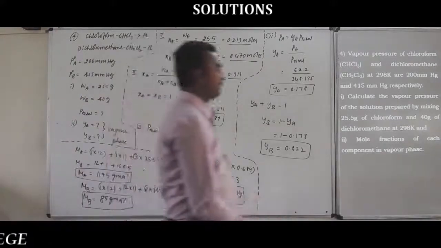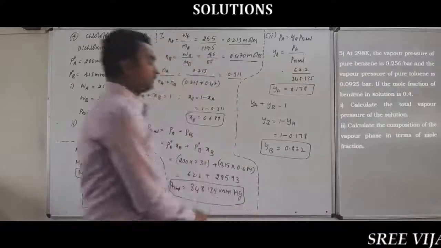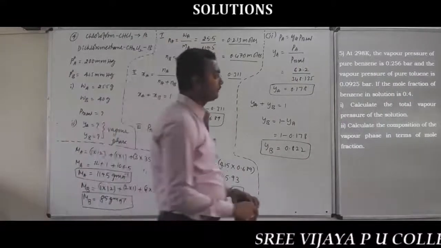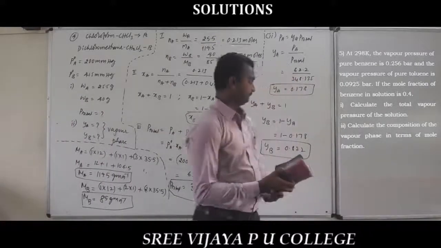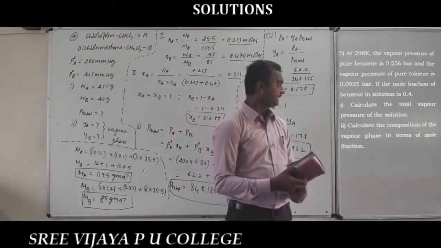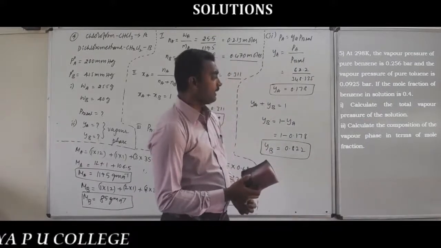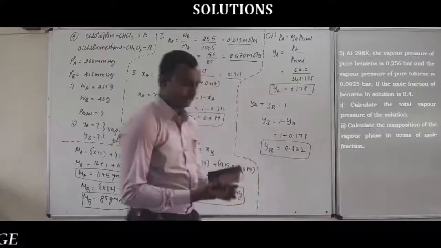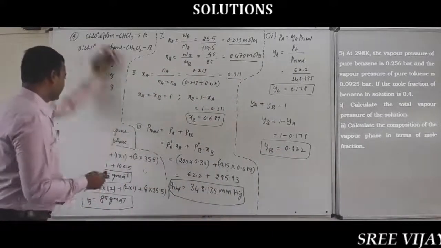Next, problem number 5. At 29 Kelvin, the vapor pressure of pure benzene is 0.256 bar, and the vapor pressure of pure toluene is 0.0925 bar. If the mole fraction of benzene in solution is 0.4, calculate the total pressure of the solution. And second, calculate the composition of the vapor phase in terms of mole fraction. So again, same problem. So question number 5, note down the data.